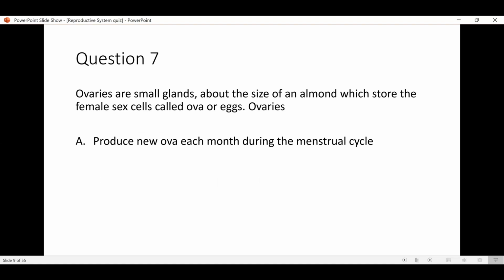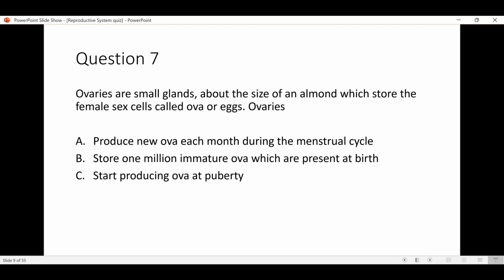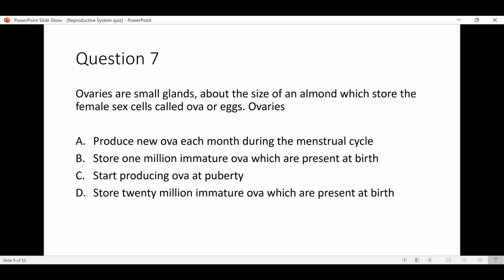So ovaries produce new ova each month during the menstrual cycle, store 1 million immature ova, which are present at birth, start producing ova at puberty, store 20 million immature ova which are present at birth.